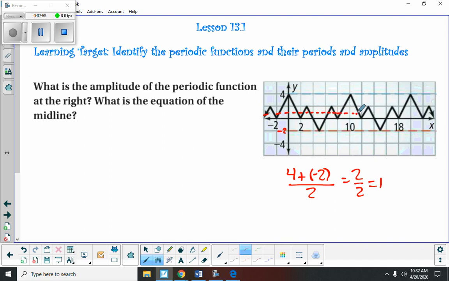And so the amplitude is 1/2 of the max minus the min. 4 minus a -2. So that's 1/2 of 4 plus 2 is 6. It would be 3 units. So the amplitude is 3 units. And the equation of the midline, that is the horizontal line. So that is y equals 1.